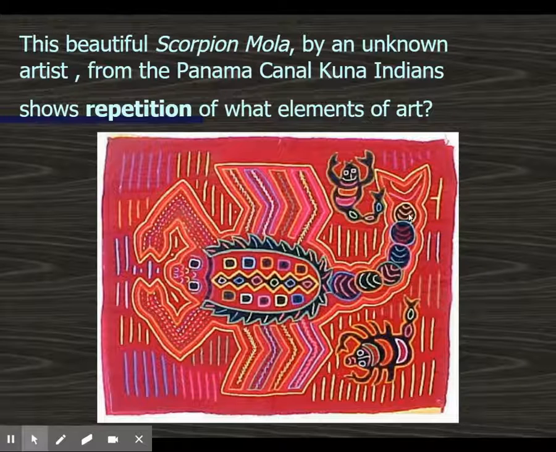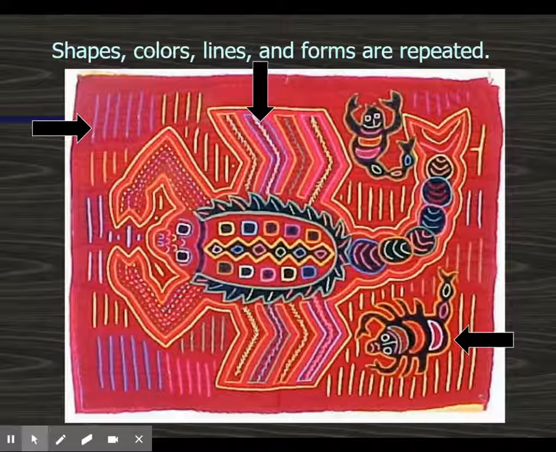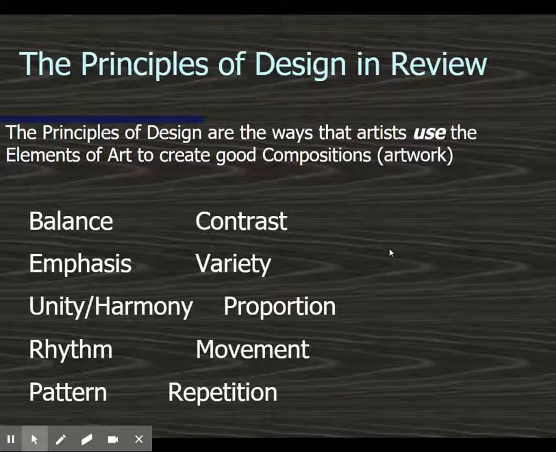We have the element of shape being repeated. Again, very similar to what we just talked about. I can understand if there's a slight confusion with repetition and pattern. That does make sense, but just know they're both very similar. Shapes, colors, lines, forms, all repeated. All right, just to review, the principles of design: we have balance, emphasis, unity or harmony, rhythm, pattern, contrast, variety, proportion, movement, and repetition.